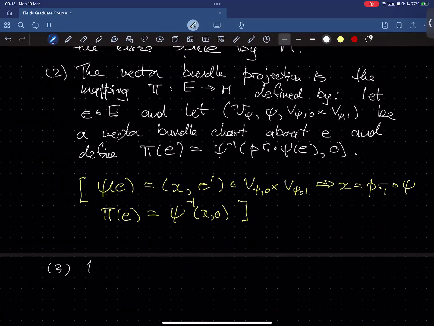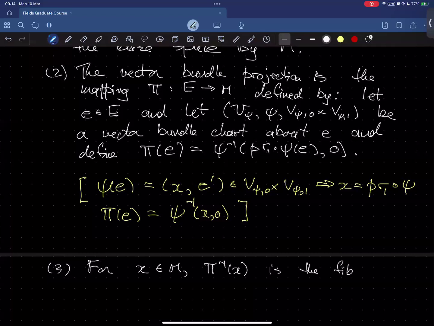For x in M, pi inverse of x. Pi goes from E to M, so pi inverse of x is the set of all points that map to x. This is called the fiber of E over x.